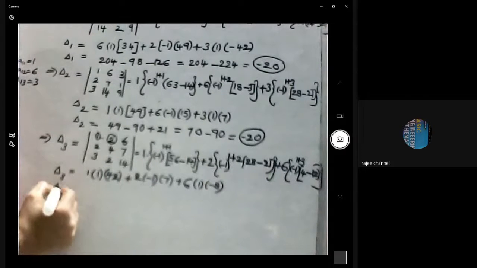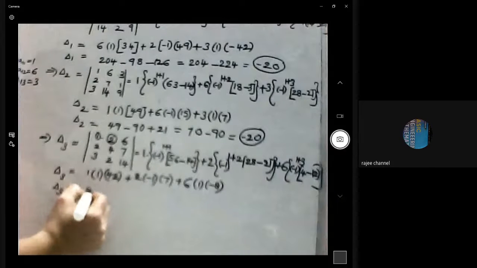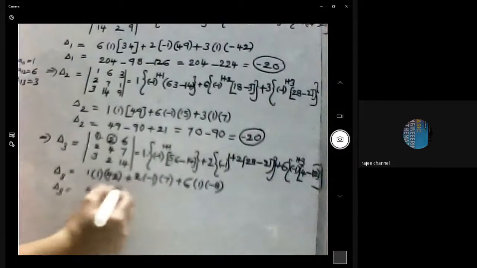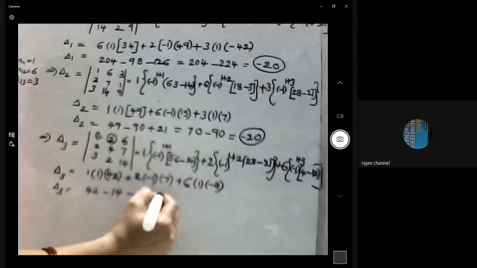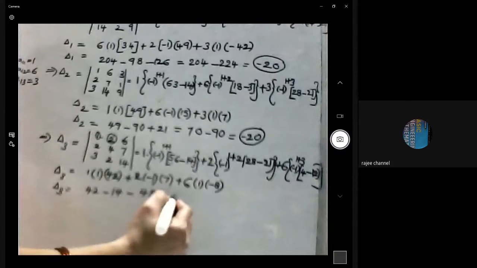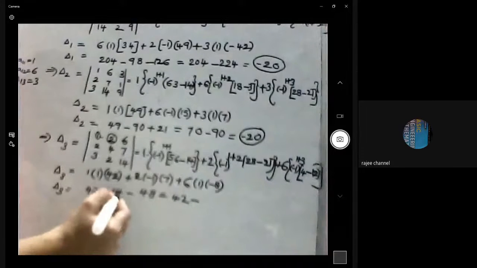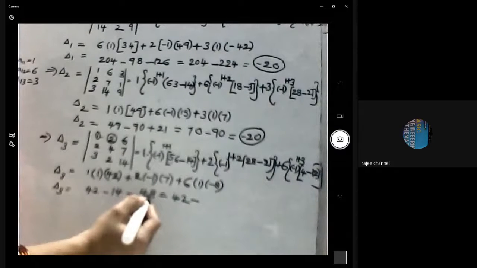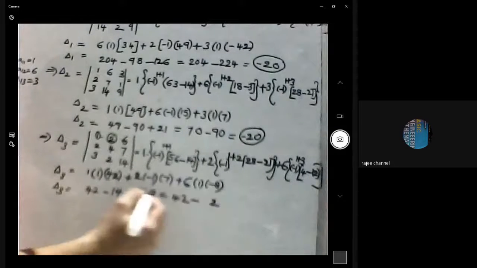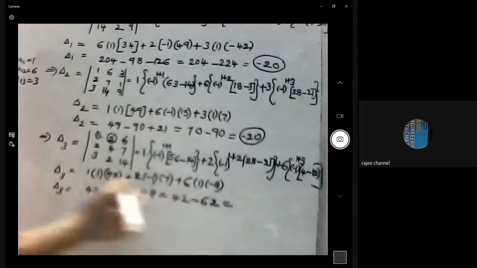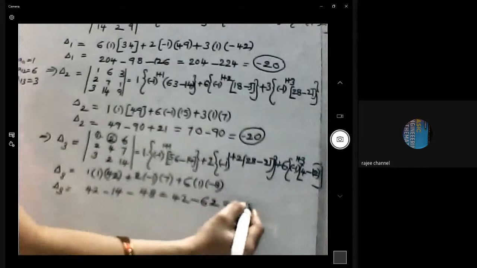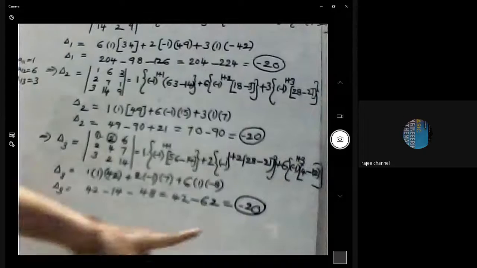So delta 3 equal 1 into 42, plus into minus 2 into 7, 14, plus into minus 6 into 8, 48. Simplification: 42 minus, here adding the negative numbers. So 14 plus 48. 8 plus 4, 12. 1 plus 4, 5. 5 plus 1, 6. So 62. 42 minus 62 equal minus 20. So delta 3, we got it, is equal to minus 20.